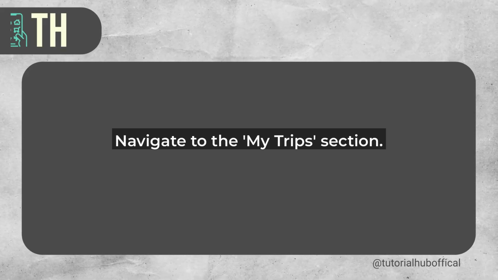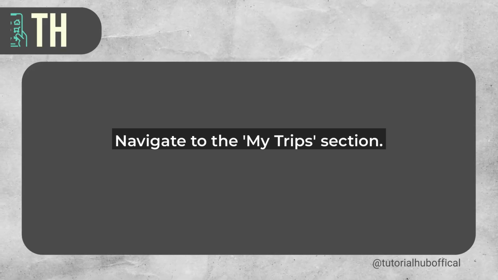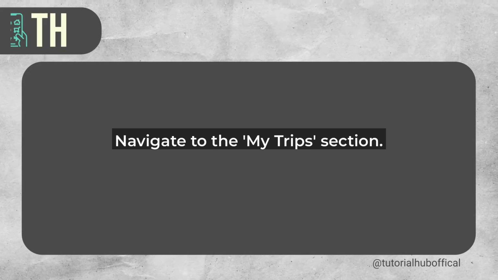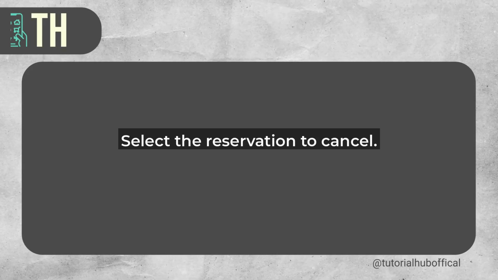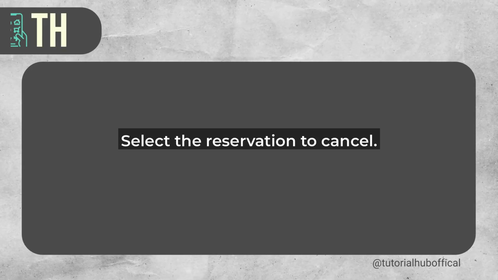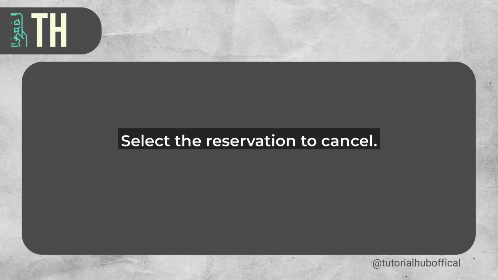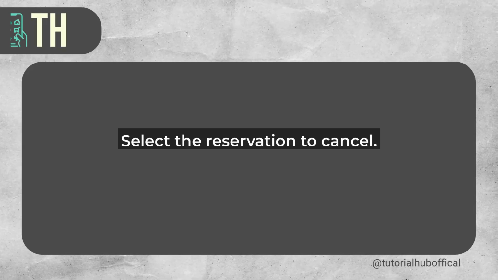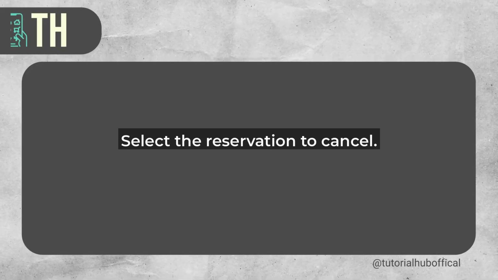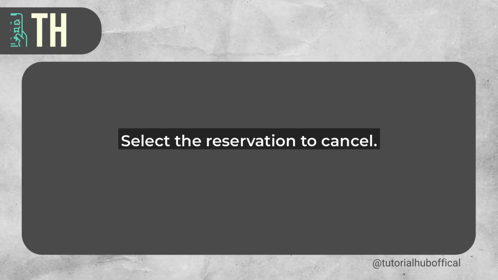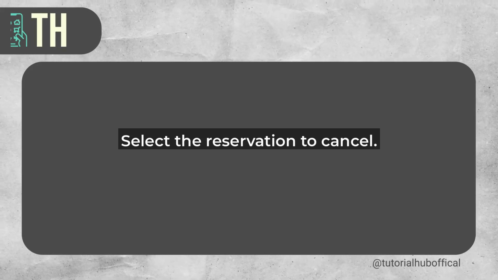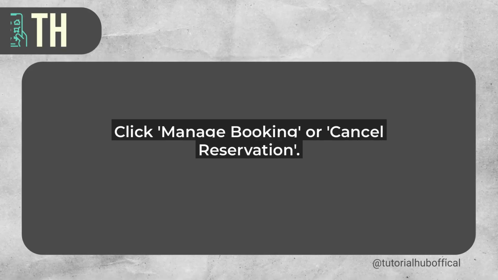First things first, grab your device and head over to the Travelocity website or open their app. Start by logging into your account using your email and password. If you don't remember your login details, hit the Forgot Password option and follow the prompts. It's quick and secure. Once you're logged in, navigate to the My Trips section, usually found at the top of the homepage. Here, you'll see a list of all your upcoming reservations.